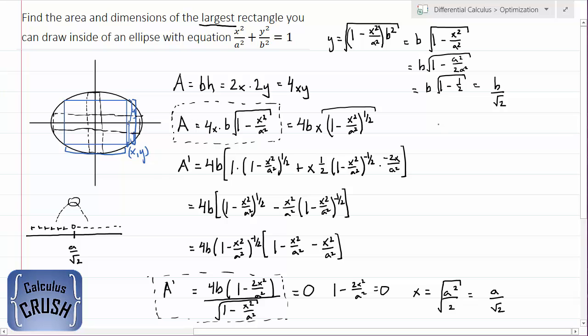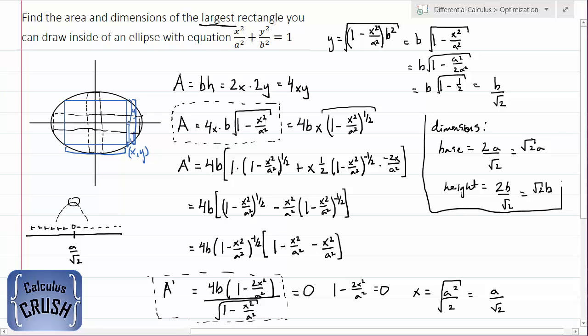Let's write that down for the dimensions. So the dimensions of the rectangle, the base is going to be this distance, which is 2 times x, 2a over root 2, which is equal to root 2a. And then the height will equal 2 times y, which is 2b over root 2, which is root 2b. That a and b are not under the root sign. So those are the dimensions. That's the first part of the problem done.